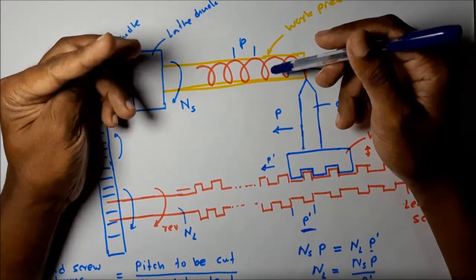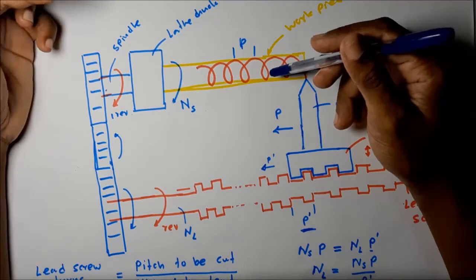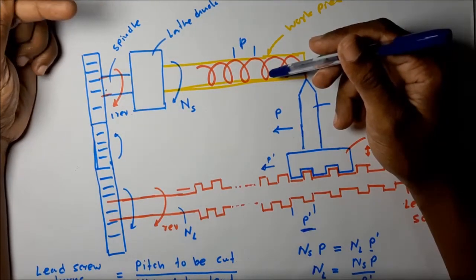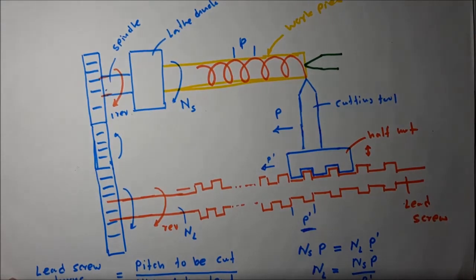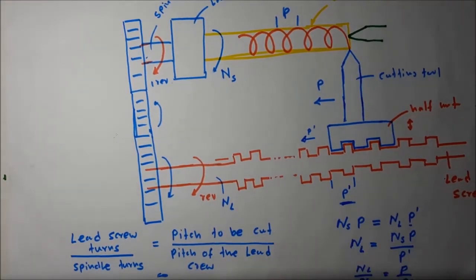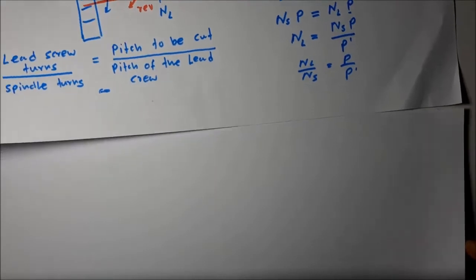Last class we obtained this equation also: pitch to be cut divided by the pitch of the lead screw is equal to lead screw turns divided by spindle turns. Let me obtain the equation here also. How do we obtain this equation? Pitch to be cut. Okay, this is the equation.